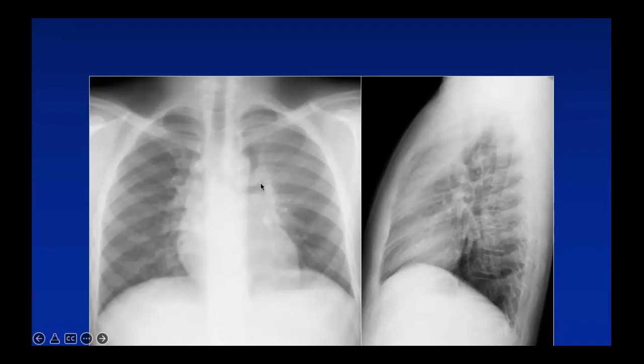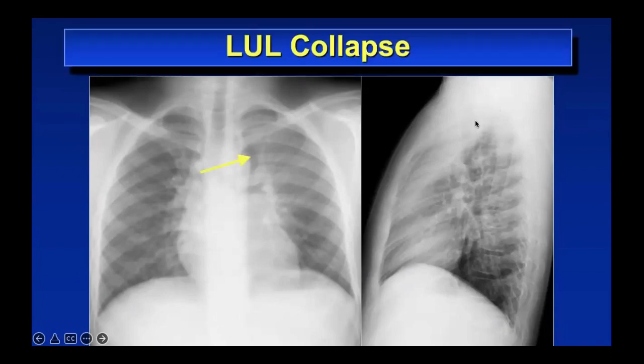Again, when we see this, it's almost always due to a tumor that's obstructing the bronchus, either endobronchially or extrinsic compression. And the lateral view, it's much easier, as I said. Okay.